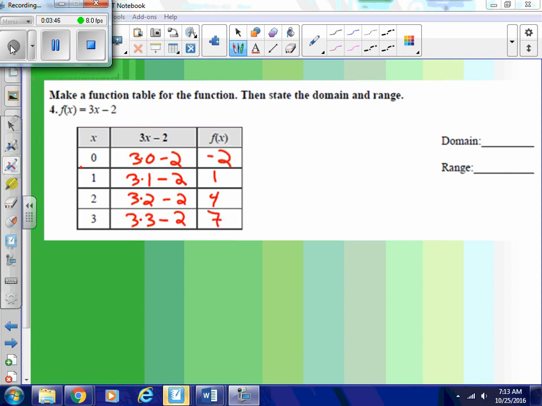So now let's state our domain. Our domain is actually all of our x values, and that would be 0, 1, 2, and 3. Our range are the y values, or in this case, the f of x values, and that is negative 2, 1, 4, and 7.